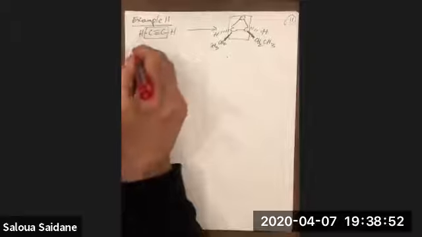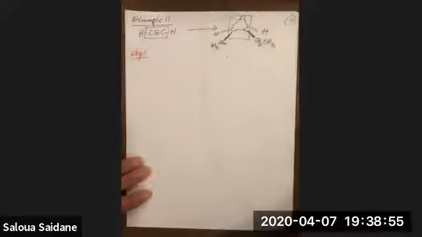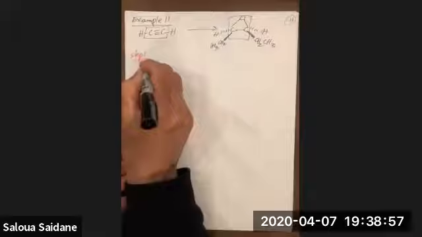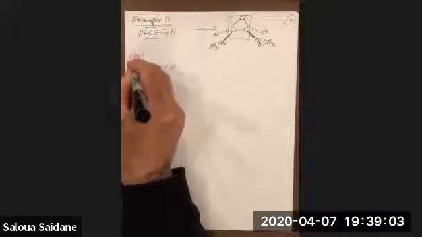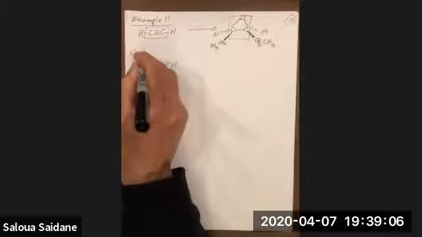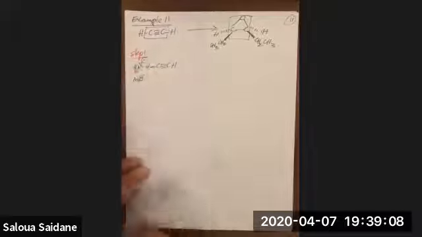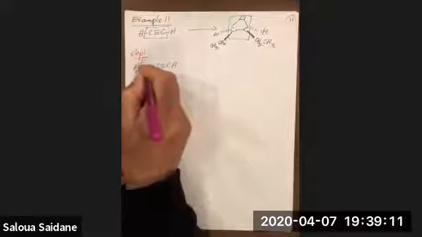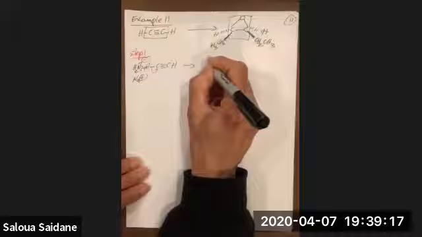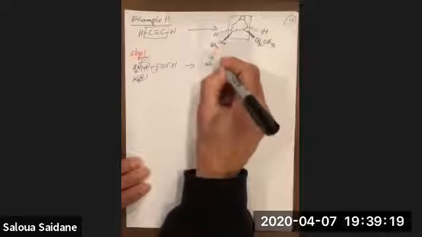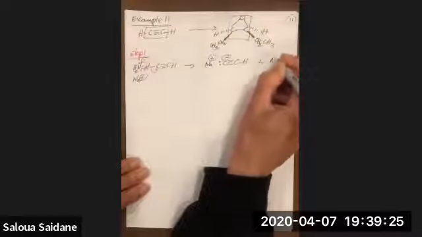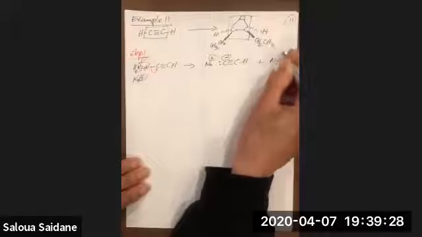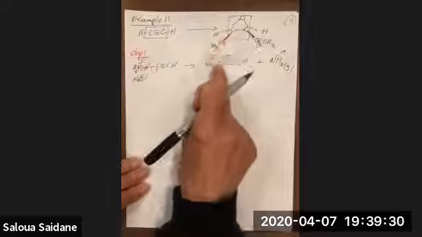So step one, start with HC≡CH. We're going to remove the H from here. So it's NH2 minus Na plus. I'm writing it slightly differently, but that's okay. So this takes the H, this opens. So it's Na plus, C minus, CH plus NH3 gas. Then we're going to add the ethyl on this side.